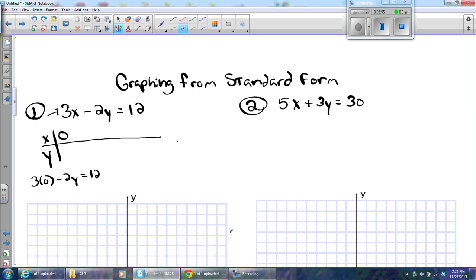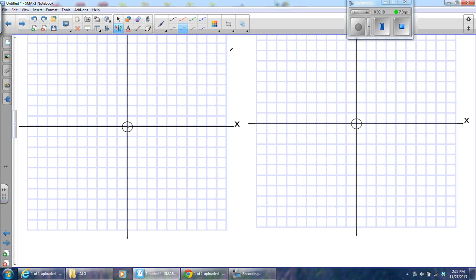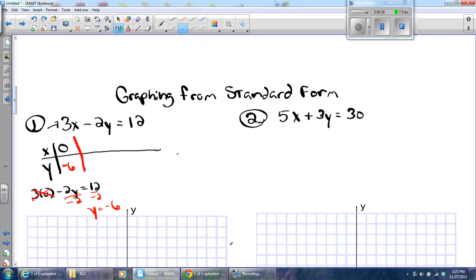Well, 3 times 0 is 0, so this cancels out. And now I have negative 2y equals 12. I'll divide both sides by -2, and then y will equal -6. So there is my first point. Now, that'll be the y-intercept, won't it? 0, -6. So I'm going to go 0, 1, 2, 3, 4, 5, 6. There we go. There's the first point, the y-intercept.